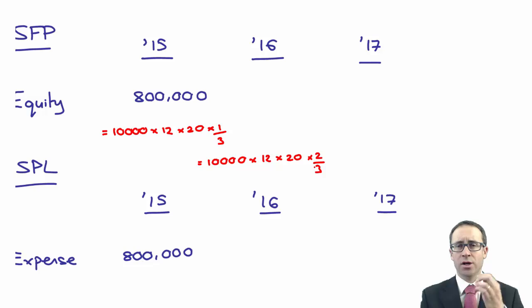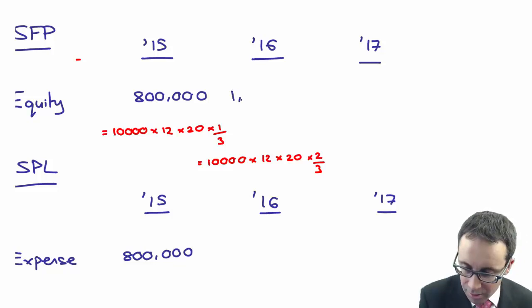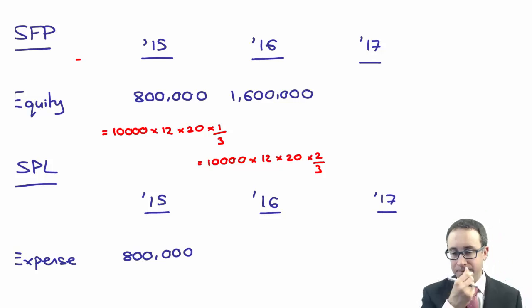So remember, the SFP is a cumulative financial statement, isn't it? It shows you at a point in time. So we are at a point in time that is 2 years out of the 3. So 10,000 times 12 times 20 divided by 3 times by 2. We are now there, I think, at 1.6 million. Okay, that's the equity figure that would appear within your other components of equity, if you like, your shares to be issued in the future.